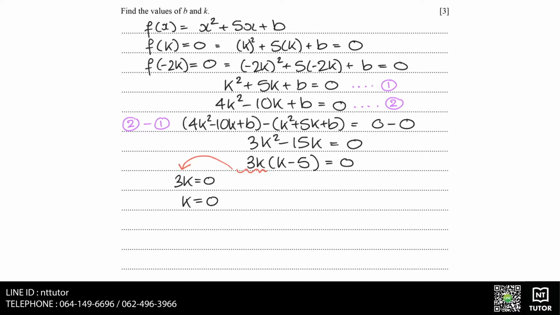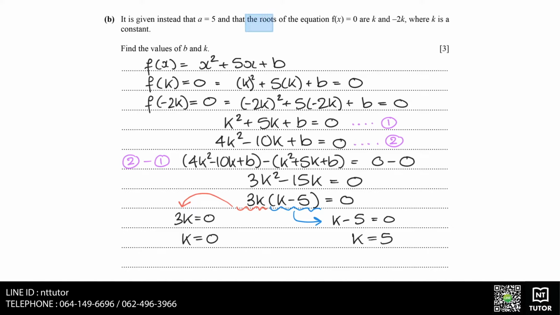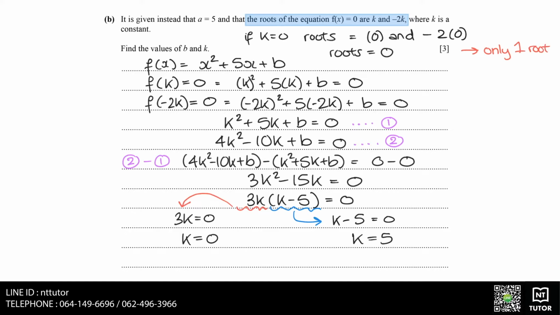When solving for k, we got two answers for k, which are k equals 0 and k equals 5. k represents the roots of the equation f(x) = 0. If k was equal to 0, then the roots would be 0 and minus 2 multiplied by 0, which is just 0. Therefore, there would only be one root if k was equal to 0. Therefore, k does not equal 0 in this case.